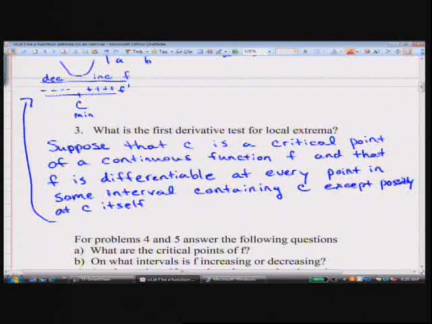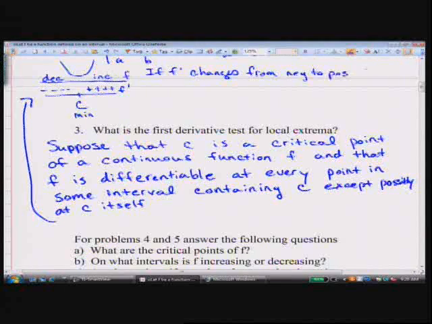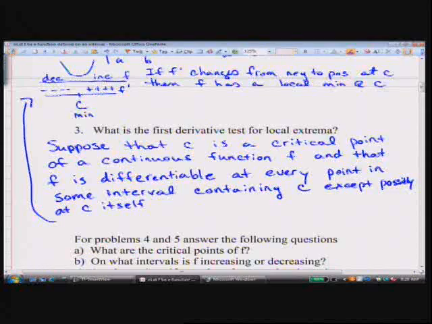So if f prime changes from negative to positive at c, then f has a local min at c.